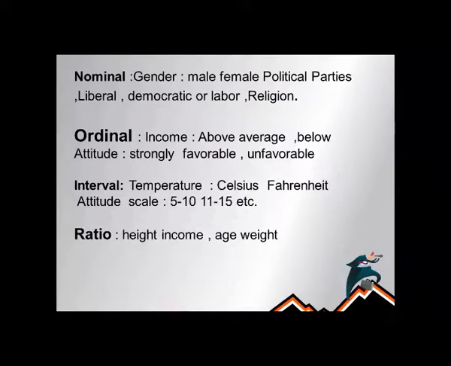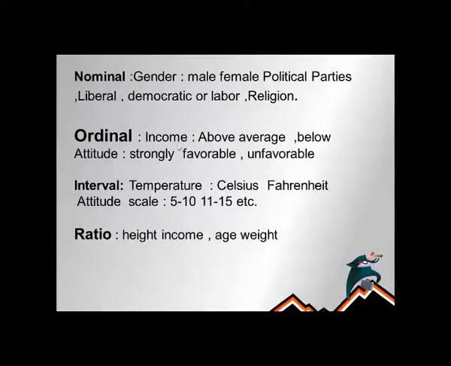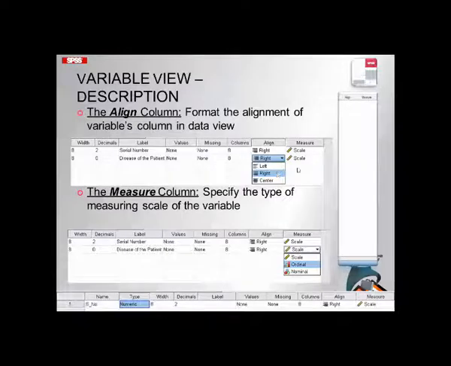select the data, for example gender: male, female; political parties: liberal, democratic, or labor; and religion. For this type of data, we will select nominal. For ordinal, for suppose we can place income, above average, below; attitude, strongly favorable or unfavorable. Means we will select ordinal for this type of data.